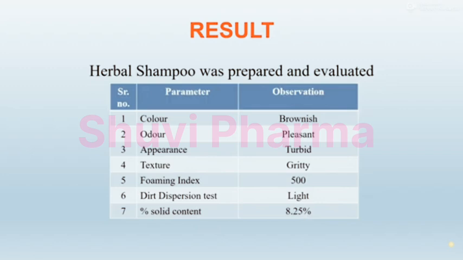So here are the results that the herbal shampoo was prepared and evaluated. So the color obtained was brownish, odor was pleasant, appearance of the shampoo was turbid, then the texture was gritty, foaming index obtained was 500, then the dirt dispersion test was performed, the foam observed was light in color, then the percent solid content obtained was 8.25%.